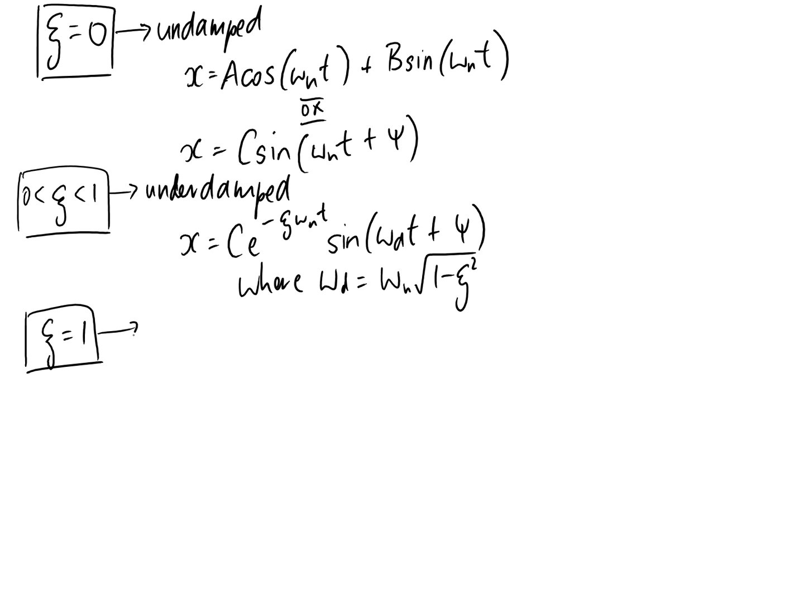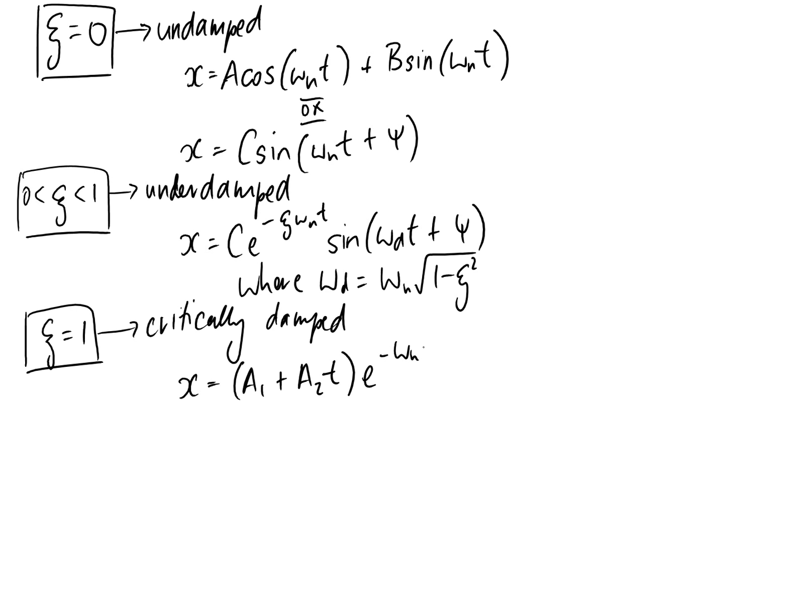Alright, so the next option that you have is that your damping ratio is just equal to 1, and this is known as critically damped. The equation this time is a little bit simpler. Again, two unknowns you need to find, A1 and A2.